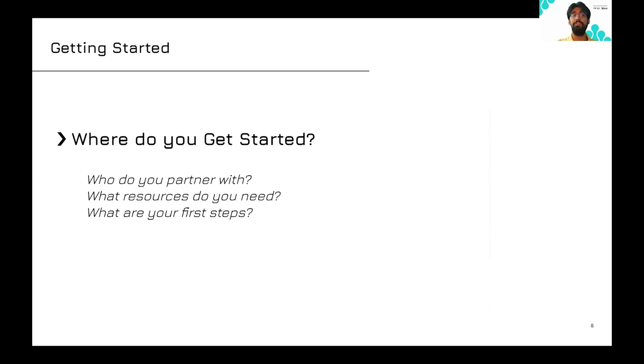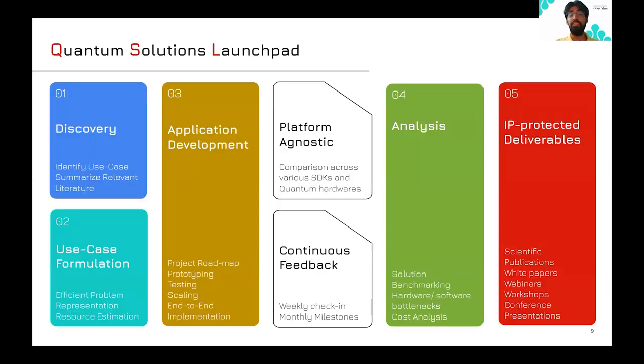Four years back, when we started our first quantum program at Romanium, that was in 2021, we had all of these questions coming to us from our participants and our industry partners, like how does someone get started if they want to develop their first quantum application? And throughout the years, we created something called the Quantum Solutions Launchpad to answer that specific question.